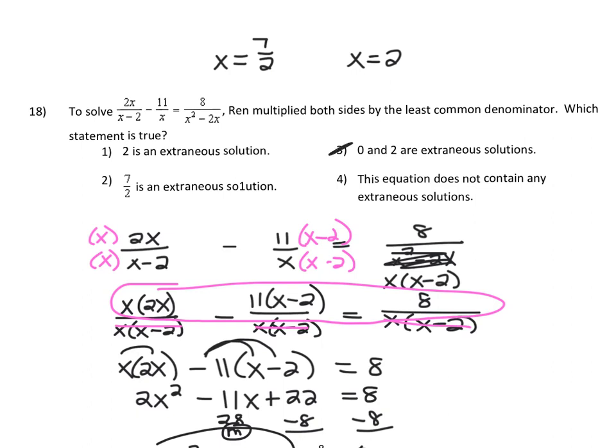Okay, that one's out. Now let's look at the other ones. We did say that 2 is an extraneous root, right? If we plugged in 2 minus 2, that would create a 0 in the denominator of the fraction. So 2 definitely is an extraneous root. So it looks like choice 1 is going to be the answer, because 7/2 isn't an extraneous root. If you substitute 7/2 for any of these x's in the denominators, it's not going to create a 0 anywhere. And choice 4, this equation does not contain any extraneous roots, that's not true, because we already know 2 is an extraneous root. So choice 1 is our answer.